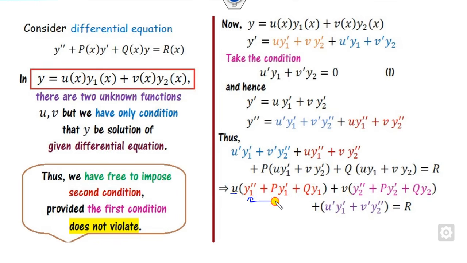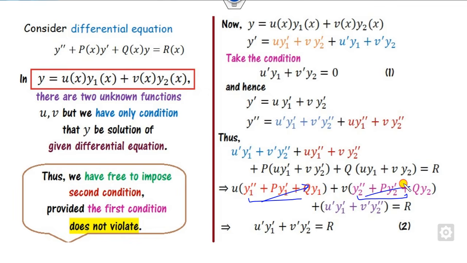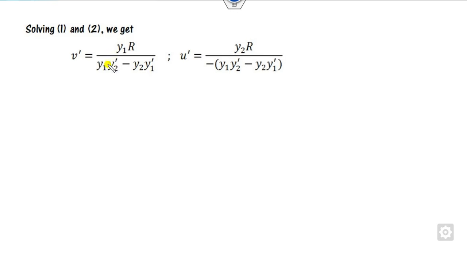What is that? This is nothing but the solution y1. That is, y1 satisfies this. What is y1? y1 is the solution of the homogeneous part. So what is the homogeneous part? This is 0, this is 0, this is my homogeneous part. Now you can solve equations number 1 and 2, and you can find the values of u dash and v dash as here.